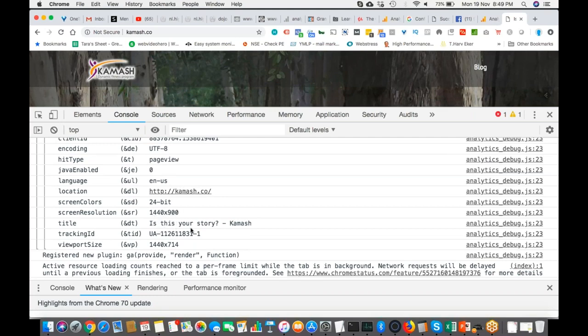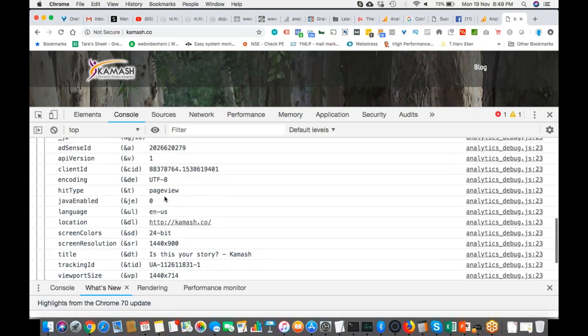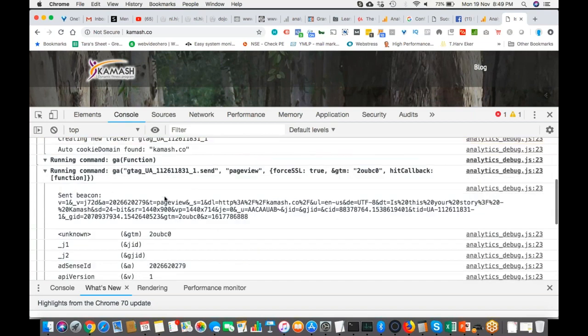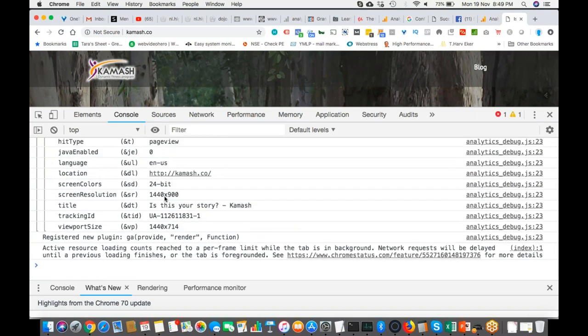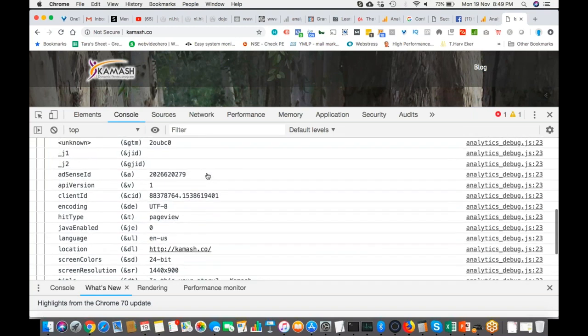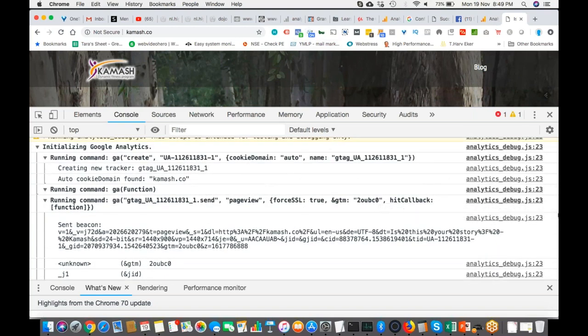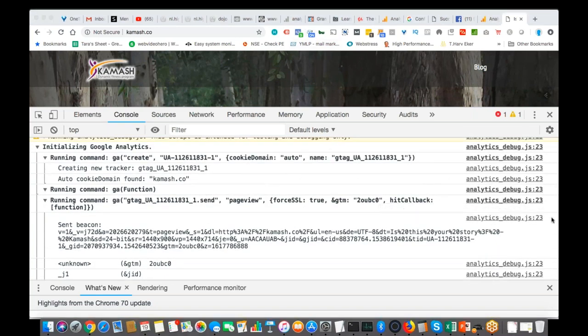Currently, that's the title of the page you are viewing. That is your analytics tracking ID, and again, a viewport meta and all these things. So you can see a lot of information that this tracking snippet is sending to analytics servers. With the help of this GA debugger, you can check this here.